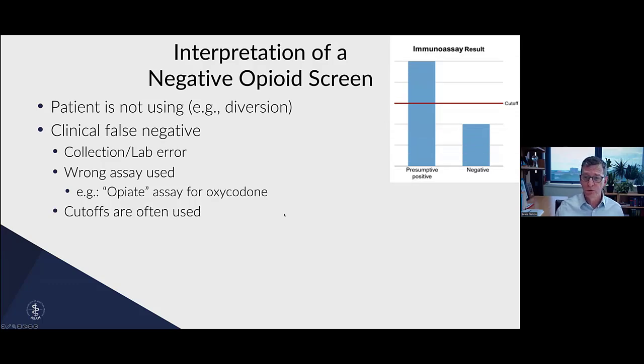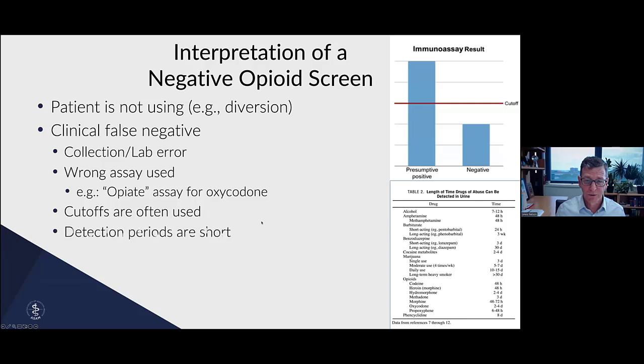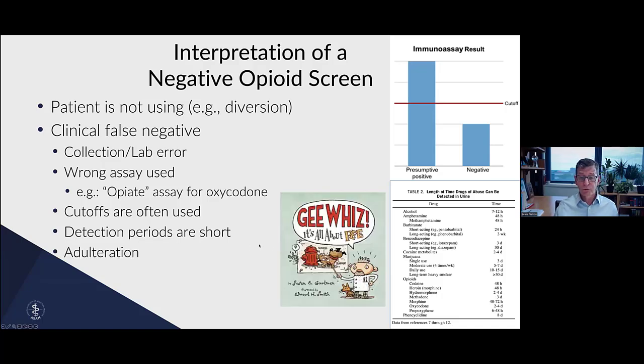Right? Cutoffs can be used, so you can get back a negative even though you have a positive concentration, but it's below the cutoff, right? And that's something to always consider. Or you could be out of the detection window, right? Remember that a single dose of fentanyl might be present for 2 days, right? But if you check 5 days later, it's not going to be there. Cocaine, 3 days. You can see there how long these things last, and typically they last about 3 days. But the longer you wait, the lower the concentration that's going to be left in the body, and the more likely you are to have escaped the detection period. Or they can adulterate. I left a slide for you to look at about adulteration, but there's a million ways people look at adulterating.